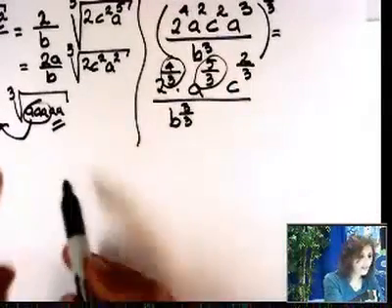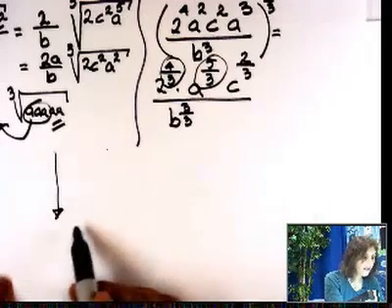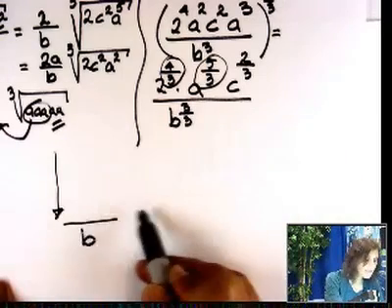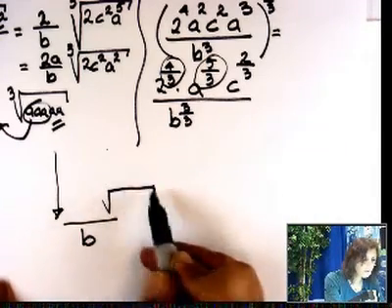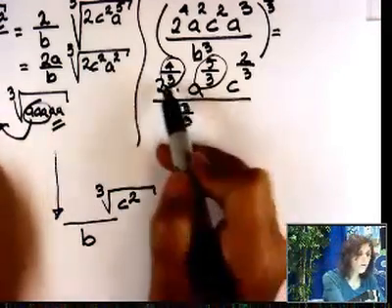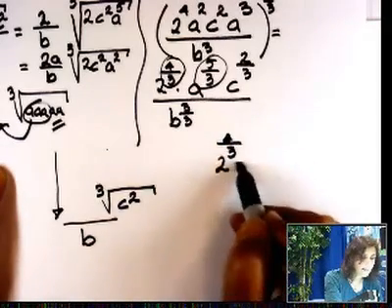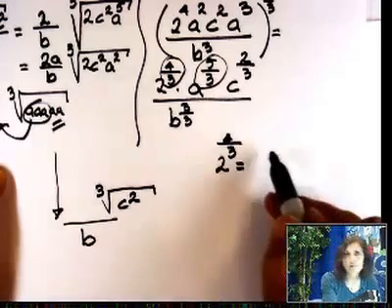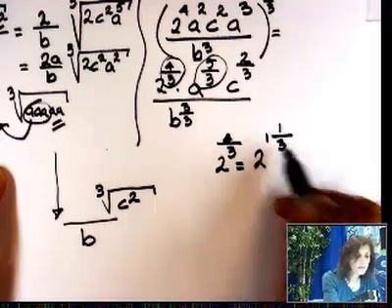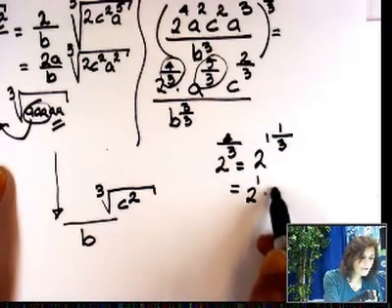So let's look at that. I have b to the 3/3. That's going to be b. c to the 2/3 is going to stay inside the radical. All right? Now I'm going to deal with this 2 to the 4/3. Watch. Change that improper fraction into a mixed number: 2 to the 1 and 1/3. Does it make sense? Which means 2 to the 1 times 2 to the 1/3.